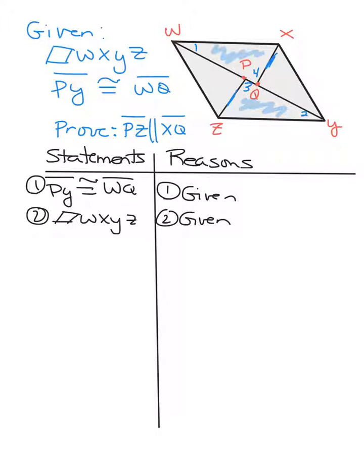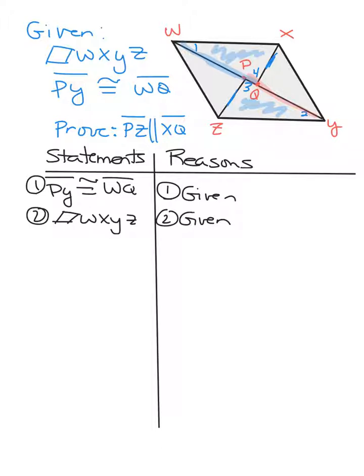So let's start with my given statement. I have PY is congruent to WQ. Now that's a little tough to see because they're overlapping. So it's this piece right here is congruent to this piece right here. So we do kind of have a weird sort of overlap.